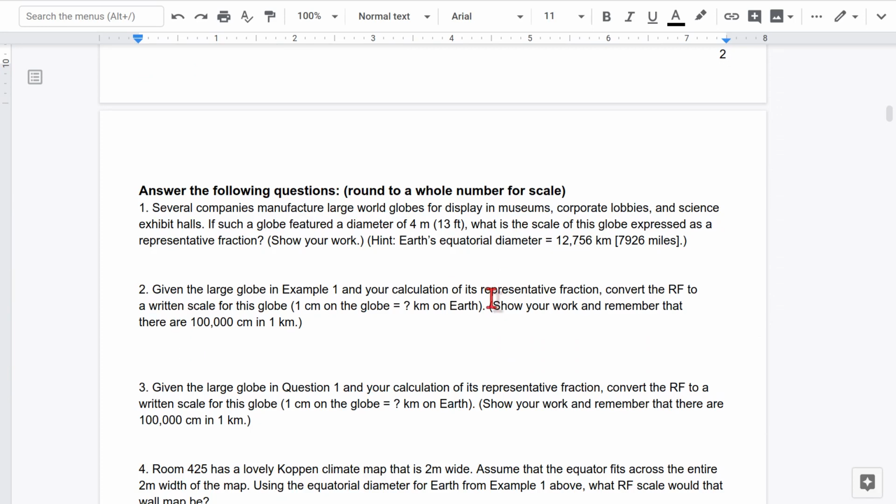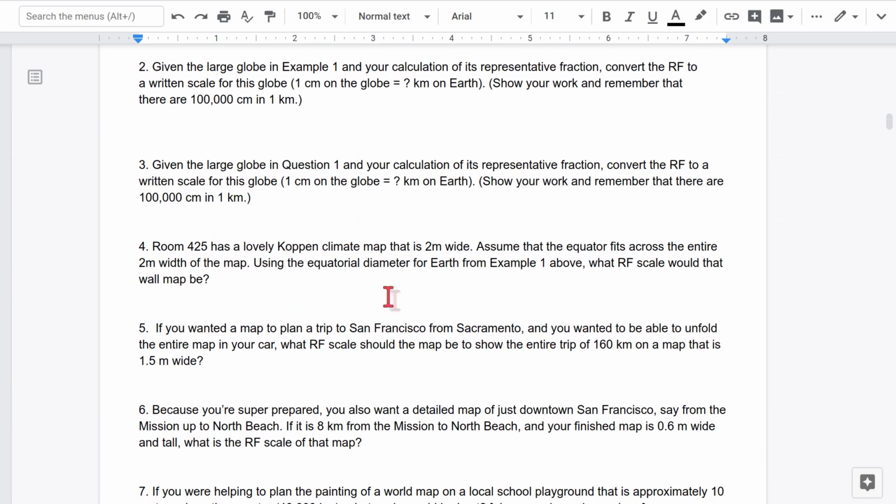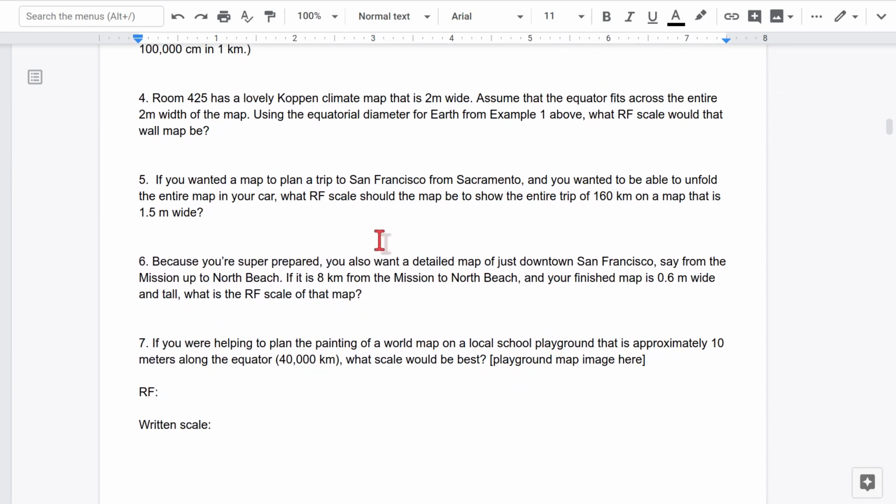So there's a couple globe questions, a question about our classroom map. If you're planning a trip to San Francisco and you wanted to be able to unfold the map, so the trip on the ground is 160 kilometers, the map in your car is 1.5 meters wide. So you're going to have to convert the kilometers to meters and then divide everything by 1.5. And then if you want to do the same thing with a more detailed map, that would be a larger scale map. What would that scale be?